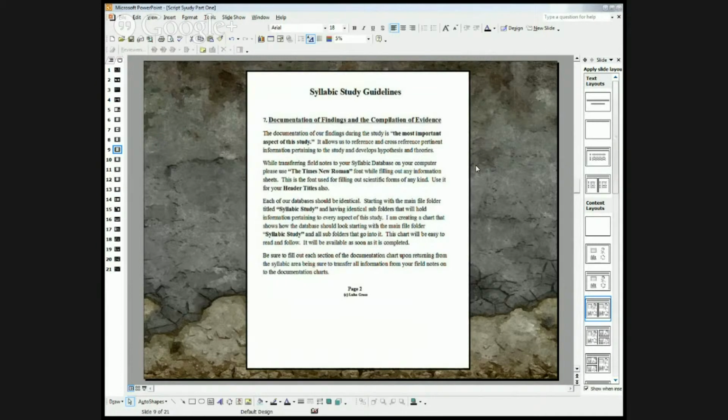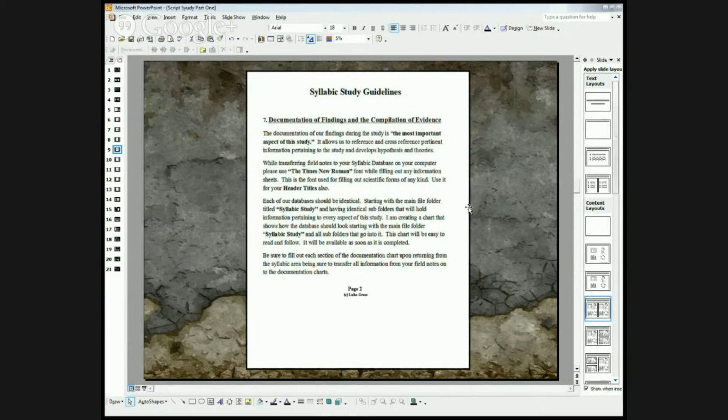While transferring field notes to your syllabic database on your computer, please use the Times New Roman font while filling out any information sheets. This is the font used for filling out scientific forms of any kind. Use it for your header titles also. Each of your databases should be identical, starting with the main file folder titled Syllabic Study and having identical subfolders that will hold information pertaining to every aspect of the study.